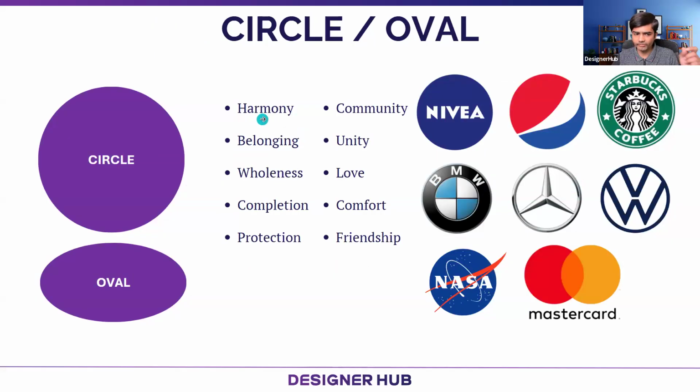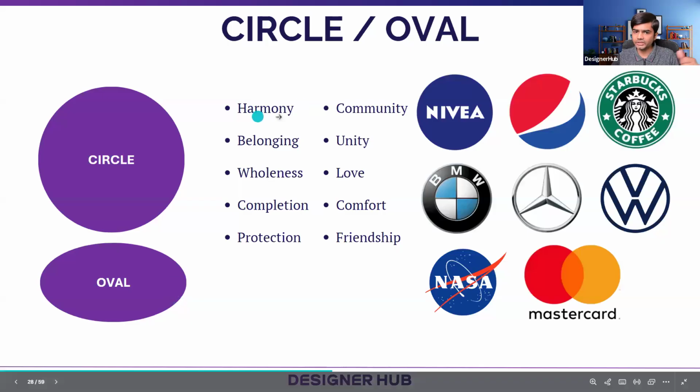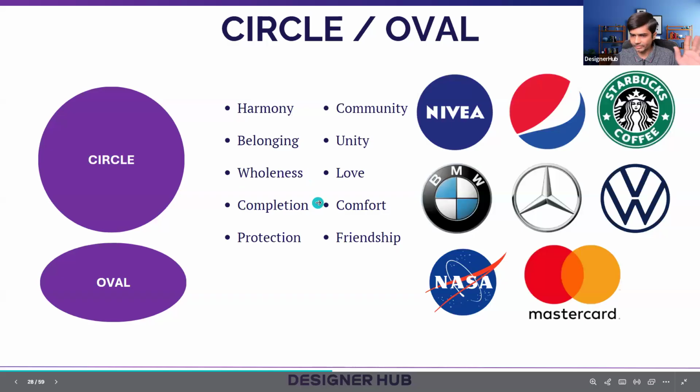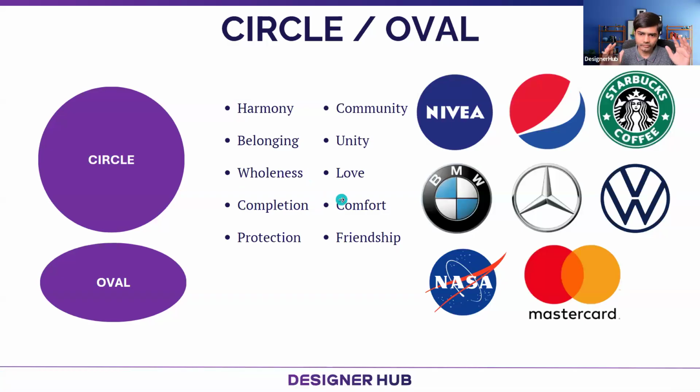Then comes the circle. The circle or oval shape meaning is all about harmony, community, belonging, unity, wholeness, love, completion, comfort, protection, and friendship. I'm sure you can associate all of these brands with all of these meanings respectively. And keeping this in mind, what you are designing for, which brand you are designing for, you can start thinking, if you have to take a shape, which shape you want to take.